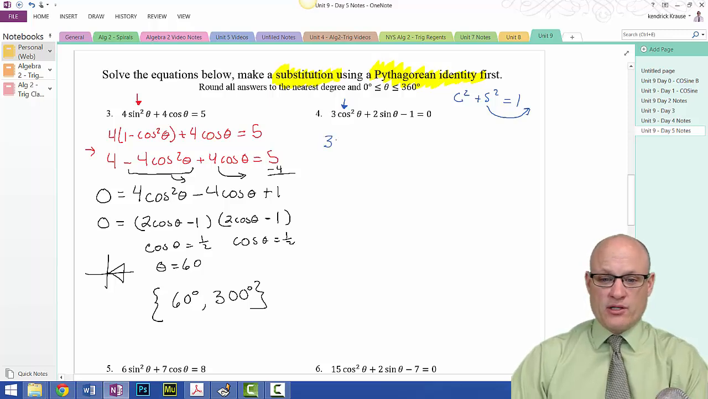So I get 3 times 1 minus sine squared theta plus 2 sine theta minus 1 equals 0. Distribute, I get 3 minus 3 sine squared theta.